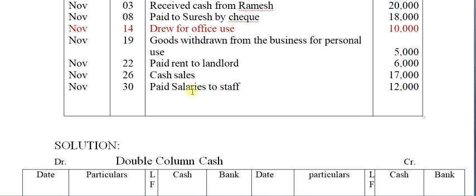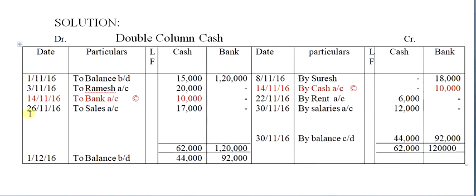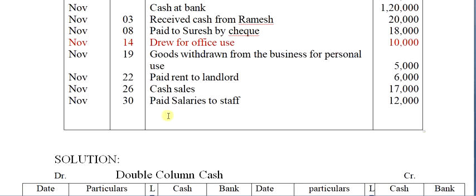And again, November 26th, cash sales 17,000 is given. Cash sales means what happens? It increases our what balance? Cash balance. So it should be taken under which side? Under the debit side. On 26th November 2016, to sales account, how much does cash balance increase? 17,000, my dear students.